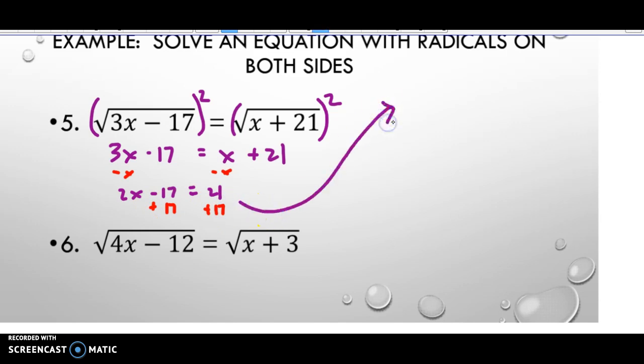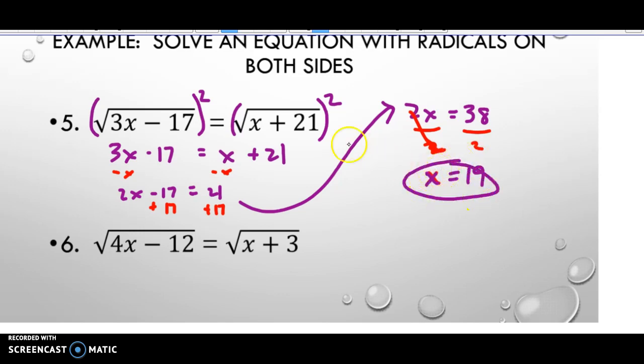I'm going to move up here. That leaves me with 2x equals 38. And now I'm going to divide both sides by 2, and I end up with x equals 19. So let's substitute this in to make sure that it makes my equation true.